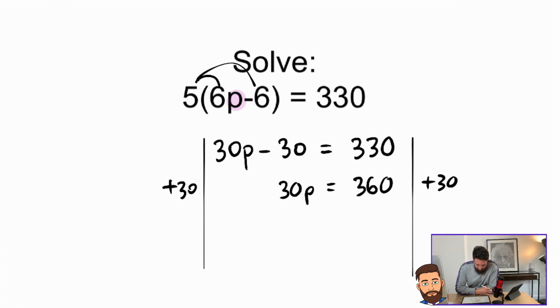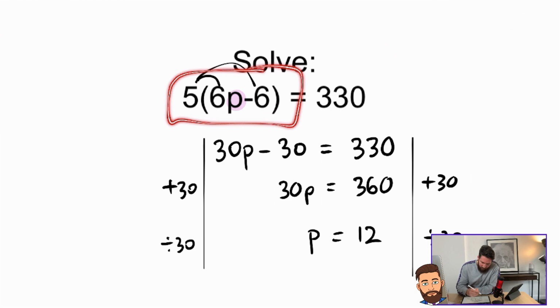Then it's the same as last time. 30p means 30 times p. The opposite of times by 30 is to divide by 30, and dividing by 30 will give you p equals 12. So the key to this question was to expand out the bracket first, and then it is just a simple 2-step solve equation.